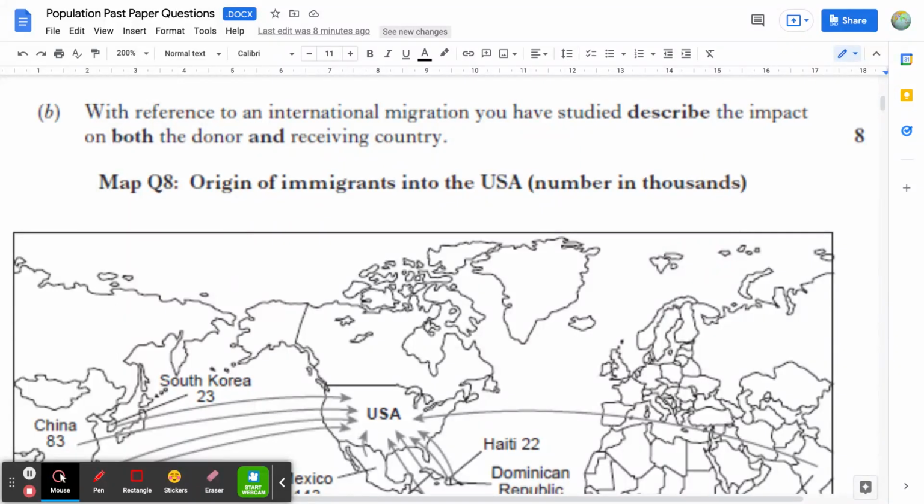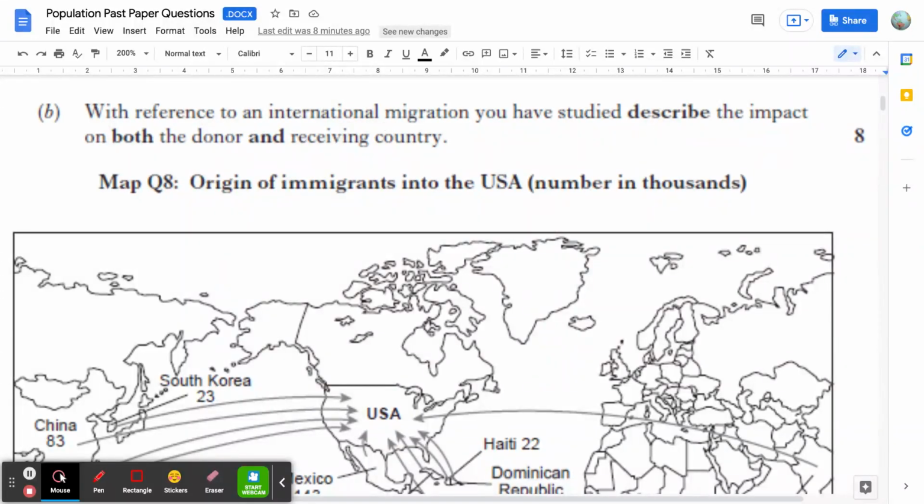Okay, in this lesson, we're going to have a look at this exam question, which focuses on the impacts of an international migration that you will have studied. And those impacts have to refer to both the donor country, which in this case is the country which people are leaving, and the receiving country, which is the country they're going to.